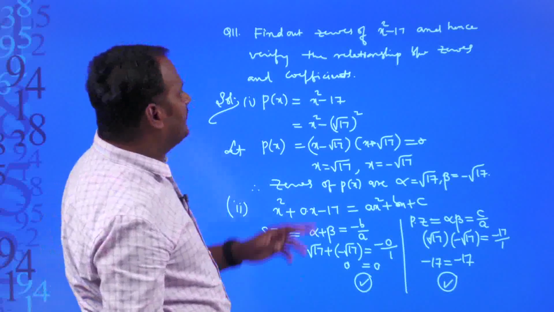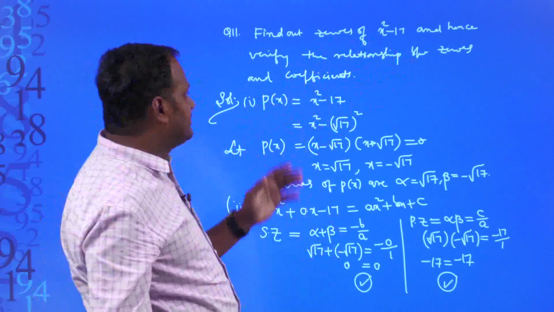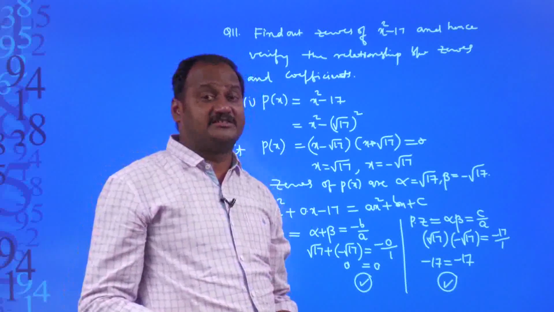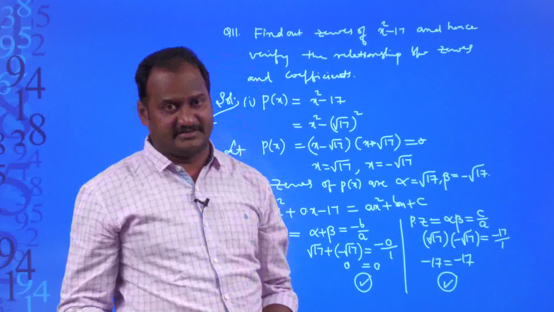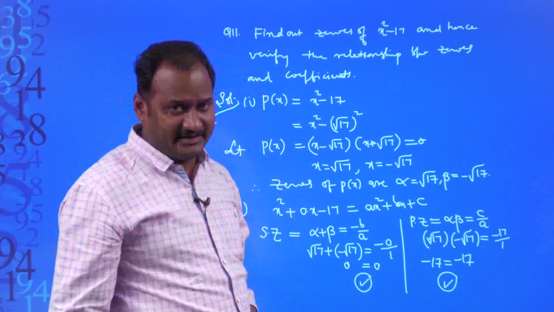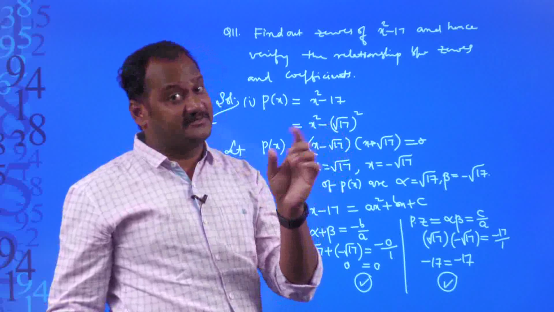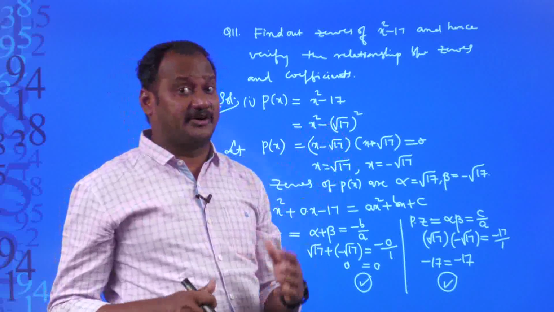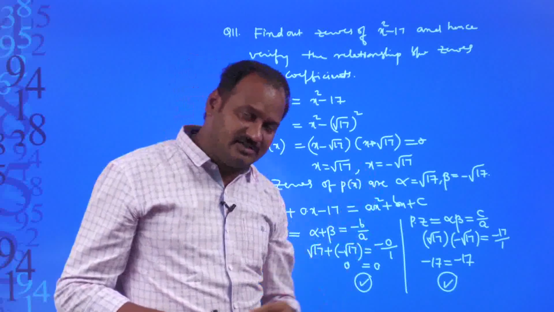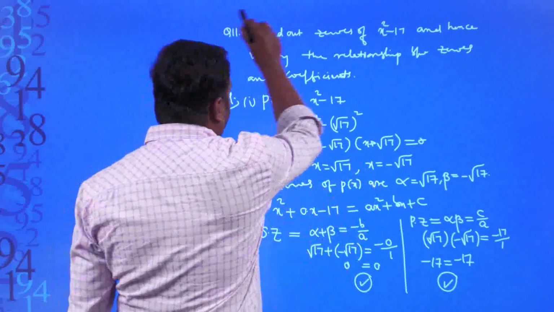So, finally, we verified the relationship between zeros and coefficients. So, this is the way of finding zeros of the given polynomial as well as verifying the relationship between zeros and coefficients, right. Coming to the next example, when you are given two numbers, one of them is the sum of the zeros and the second number is the product of zeros, then what is the quadratic polynomial whose sum of zeros as well as product of zeros are given? Okay, I will explain by taking one example.